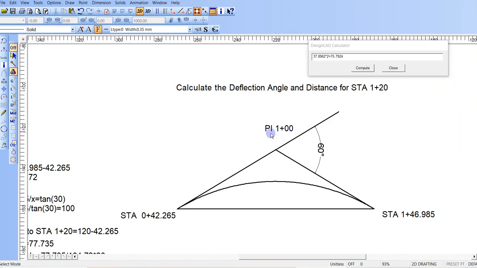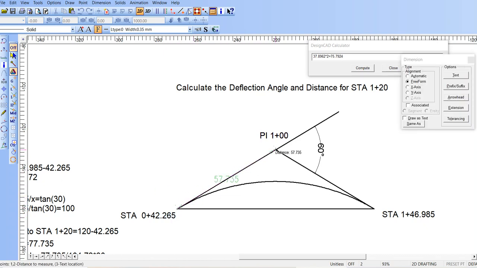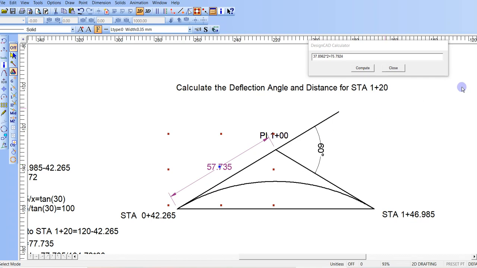Alright, so we have to calculate the length, which is real simple. First of all, from the point of intersection, it's not called the station, it's called the point of intersection, to station 42.60 plus 42.265. That is the distance from here to here. All right, I'm going to change the color.